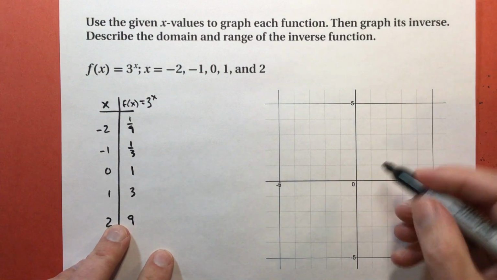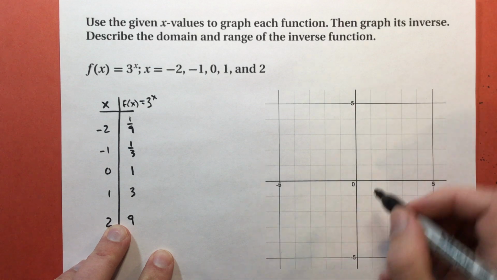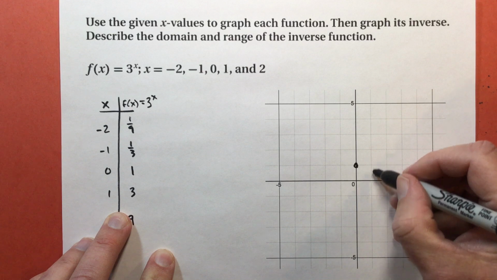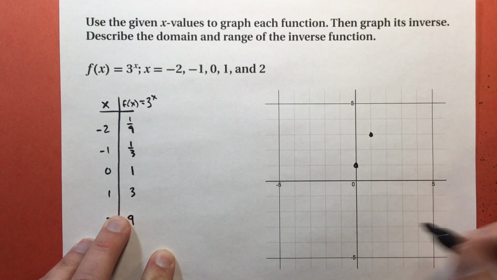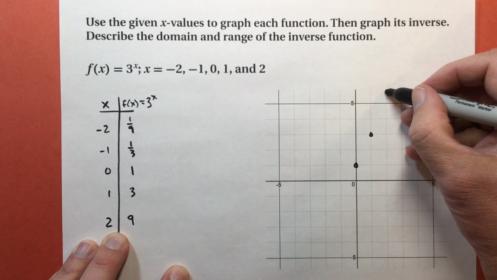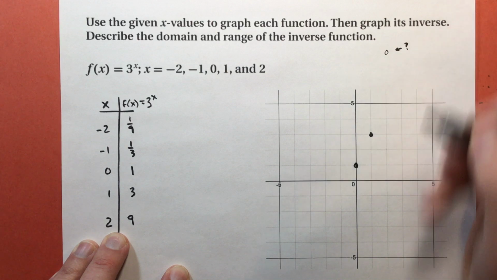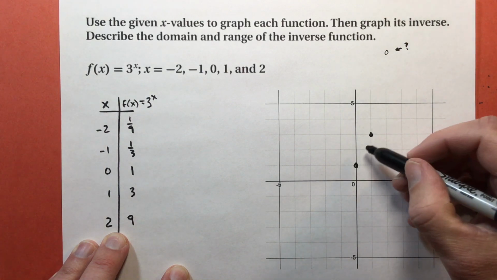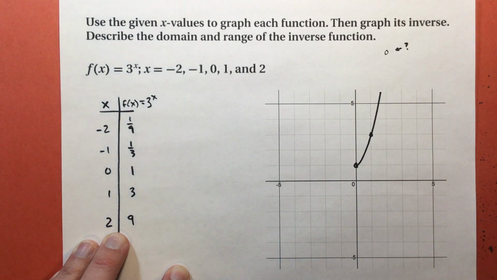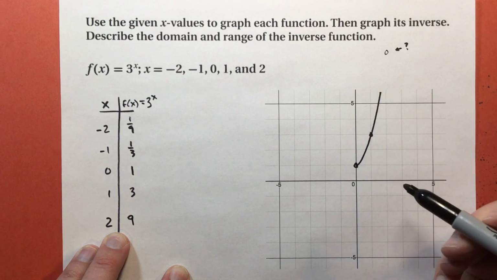0 gives 1, and notice my scale. I go from 0, 1, 2, 3, 4, 5, all the way. So here's 0, 1. Here's 1, 3, 1, 1, 2, 3. And then 2, 9, I'm going to come over 2, and I'm going to go up to 5, then 6, 7, 8, 9. It's going to be up here someplace, but it's off my grid. That part of the graph is going to look like that. And again, never vertical, never perfectly vertical. It still goes to the right.